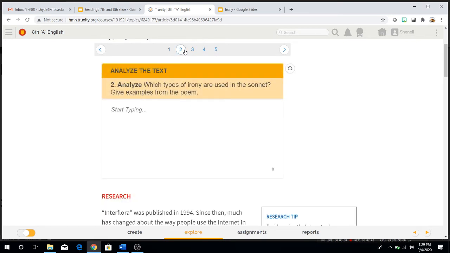Number 2, analyze which types of irony are used in the sonnet. Give examples from the poem. So you guys have to actually write down the examples where you found irony.